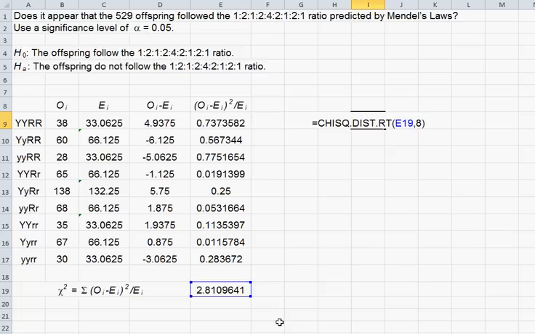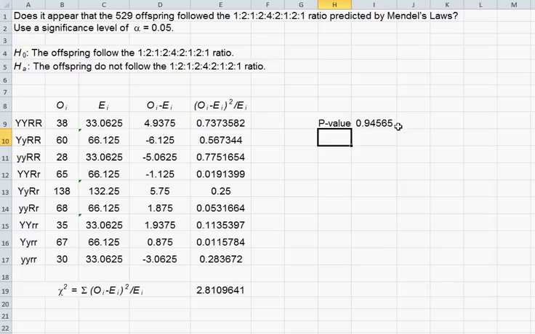In this case there are 9 different categories, 1, 2, 3, 4, 5, 6, 7, 8, 9, and the number of degrees of freedom that I use will be the number of categories minus 1. So chi-square.dist.rt would be equal to 0.946, a fairly large p-value. That's using Microsoft Excel 2010, and so that's the command in Excel 2010.